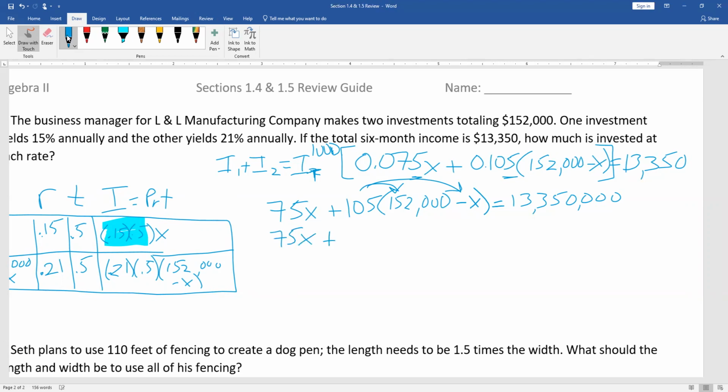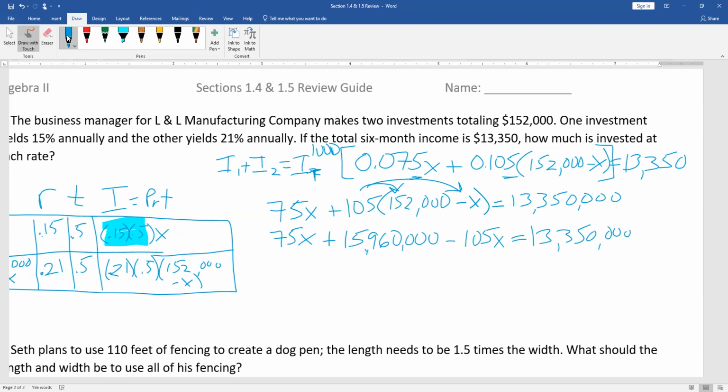plus, hold on, let's see, 152 times 105 is 15960, and then I also have those last three zeros, 0, 0, 0. So 15,960,000 minus 105X, and that equals the 13,350,000.